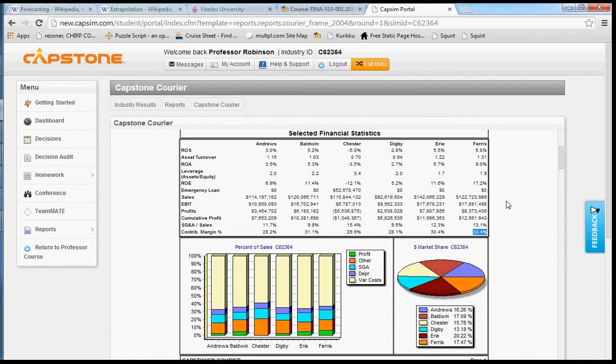SG&A is sales, general, and administrative. So these are fixed expenses incurred by the firm in selling their products. Since we're dividing by sales, a high number here means we spend a large proportion of our revenue on fixed expenses. A low number would mean a low proportion on fixed expenses. So naturally, we want SG&A divided by sales to be low.